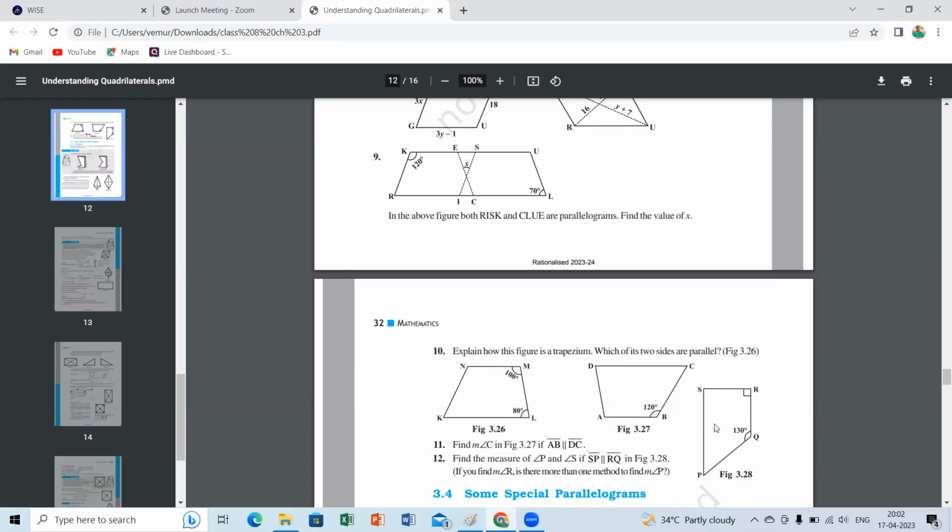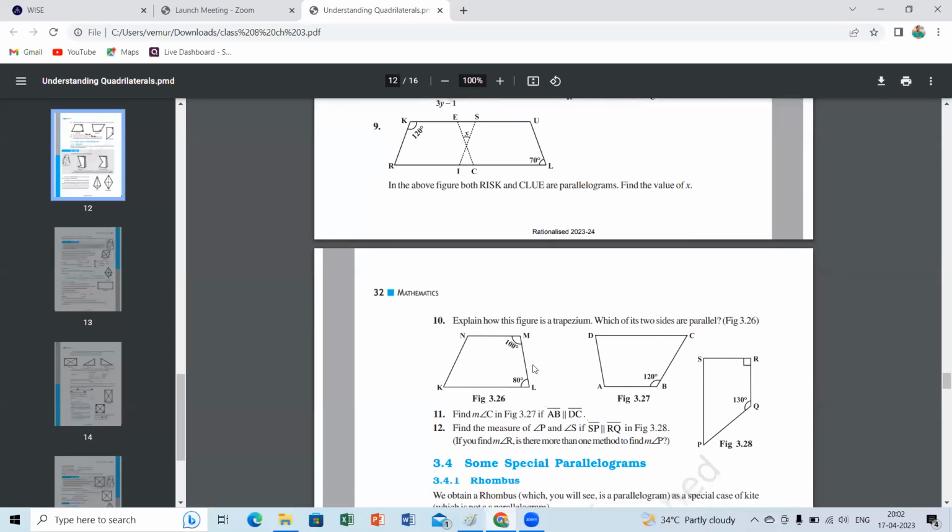Okay. You can use ASP, the angle sum property of a quadrilateral, or you can use adjacent angles, whose sum should be supplementary. Based on that, directly you can find the value of P.